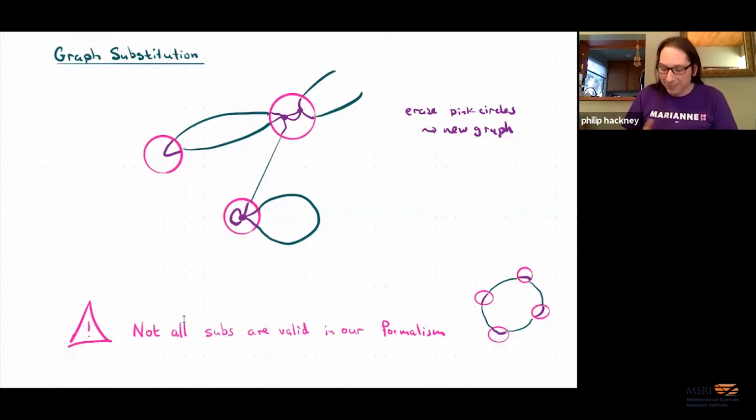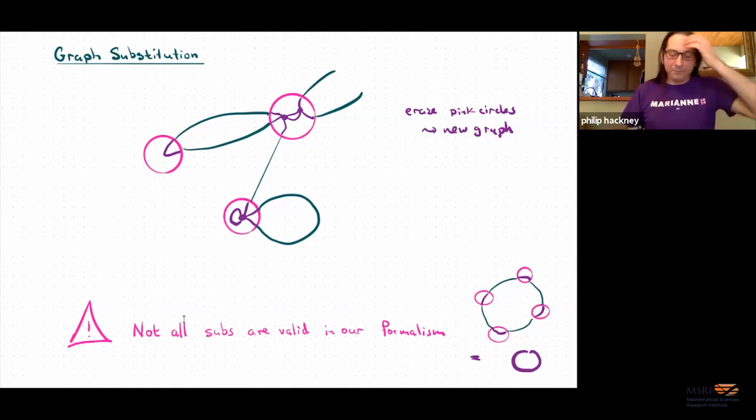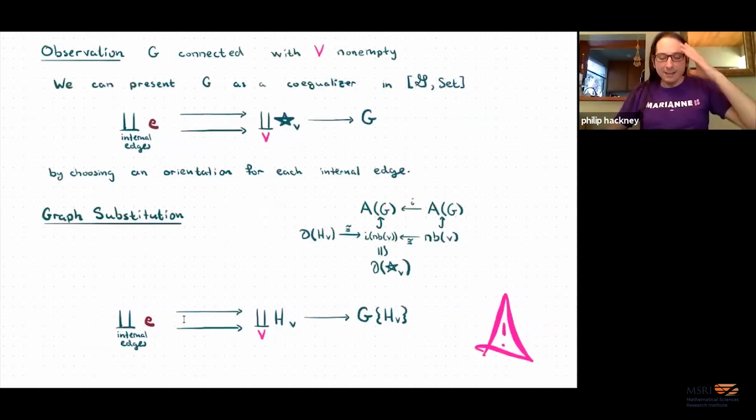I mean, this is a thing you need to be able to do, but one needs to be careful. So the reason I wrote the observation on the previous slide is you can see this construction of graph substitution very concretely, just as some co-equalizer.